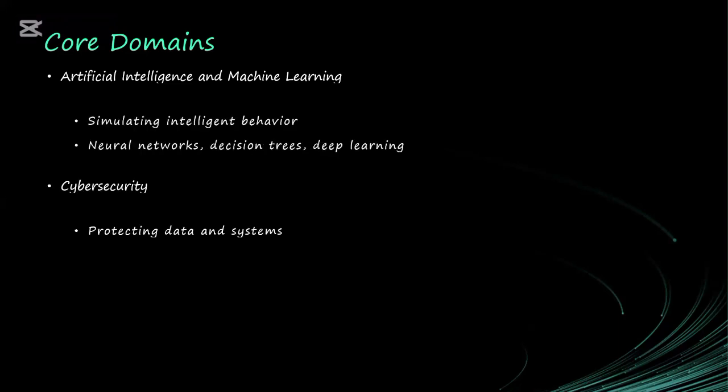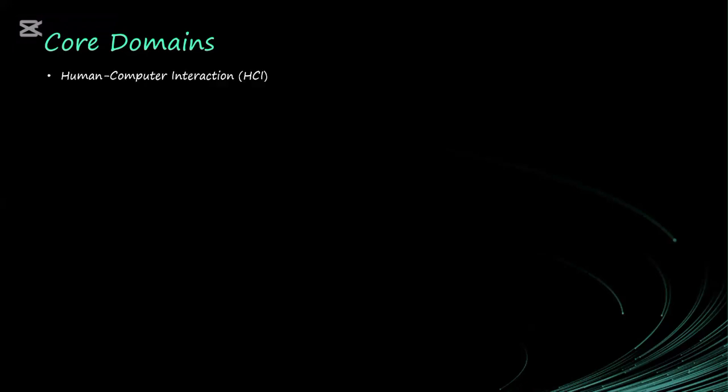Cybersecurity is another domain. It has to do with protecting data over the internet. How secure is your data over the internet? It covers encryption, authentication, and malware defenses. Human-computer interaction, like I have told you, has to do with the interfaces. How do we interact with the computer? We design usable and accessible systems using human-computer interaction, user experience, and UI design.